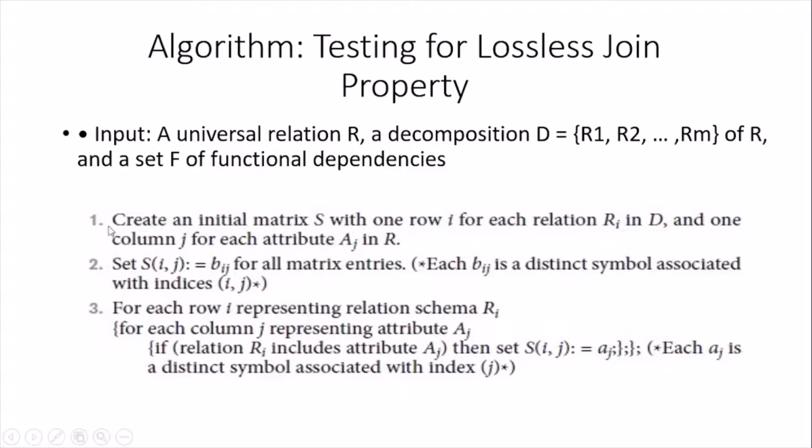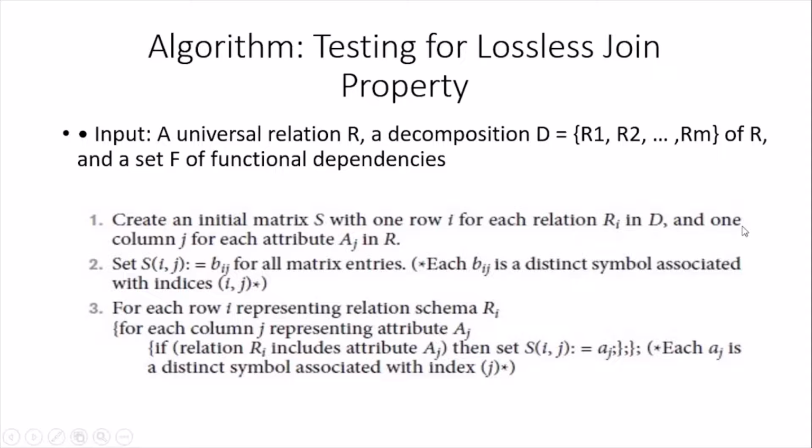The step is like this. Create an initial matrix S with one row i for each relation Ri in D and one column j for each attribute Aj in R. So you are trying to create a matrix corresponding to these relations and attributes. The rows of this matrix S will be relations. Suppose you have m relations, then m rows will be there, and columns mean attributes. So if you have n attributes, then n columns will be there.